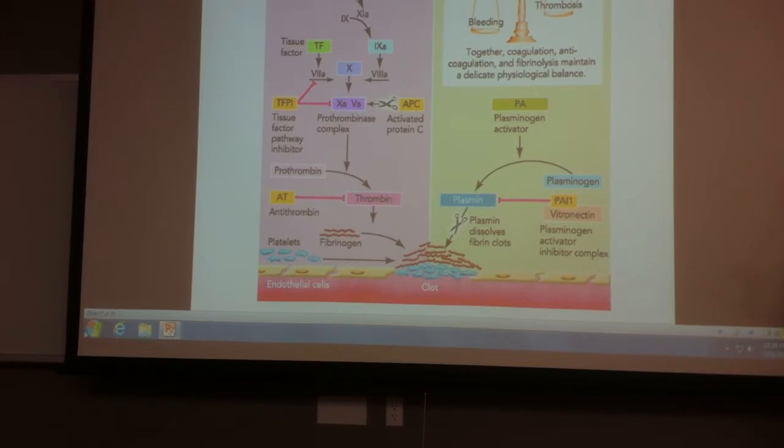So those two have opposite results. Tissue thromboplastin is going to result in the formation of fibrin threads. Plasmin is going to result in the loss of fibrin threads. So your body balances, hopefully, this so that it occurs only when needed.